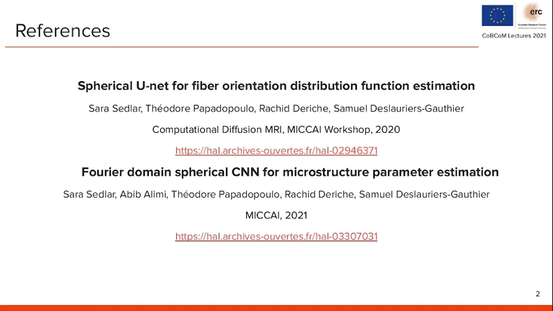We have two publications related to this work: Spherical UNet for Fiber Orientation Distribution Function Estimation, presented at dMRI workshop in 2020, and Fourier Domain Spherical CNN for Microstructure Parameter Estimation, which is accepted to MICAI Conference 2021.